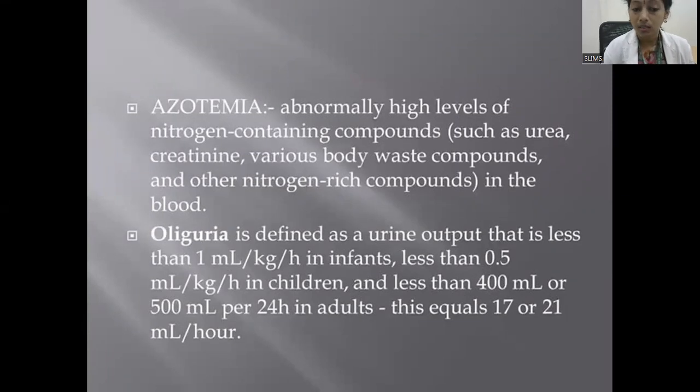So oliguria is nothing but a decreased urinary output, which is less than 1 ml per kg per hour in infants, less than 0.5 ml per kg per hour in children, and less than 400 to 500 ml per 24 hours in adults. This equals 17 to 21 ml per hour. So that is oliguria, which sometimes leads to dribbling of urine also.